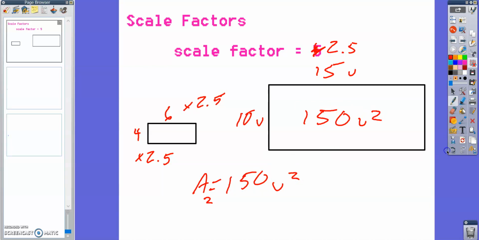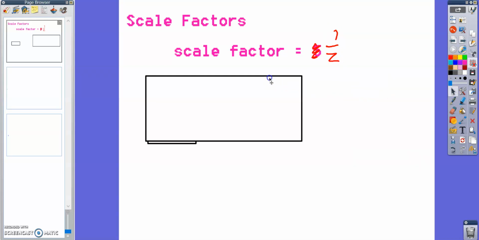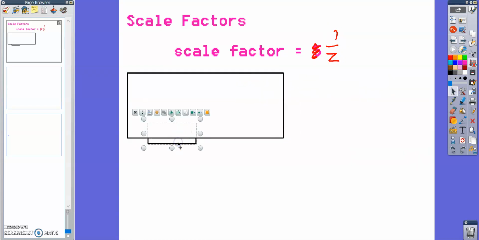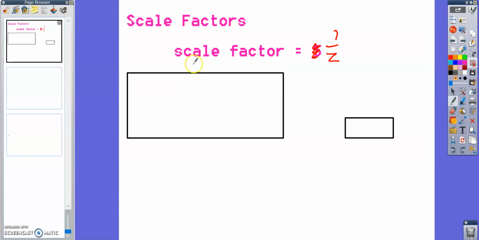Cool. Now, if the scale factor is a fraction, let's say 1/2, what that essentially means is that the shapes are getting smaller, not bigger. I said before about how the scale factor is less than 1 means the shape's getting smaller. This means that the second shape is 1/2 the size of the bigger shape. So let's say this was 8 and this was 6. The scale factor is 1/2, means I'm multiplying by 1/2 for each individual side.